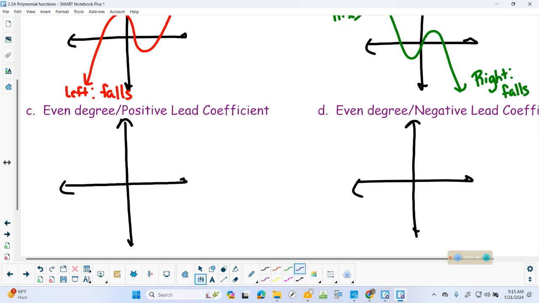So for our even degree, positive lead coefficient, think about a positive lead coefficient on a parabola. Both ends will rise. Try a fourth degree if you want to get fancy, but I would just make it easy and say both ends rise. And then, of course, if you have a negative lead coefficient, it's going to flip. It's going to reflect. Both ends fall.